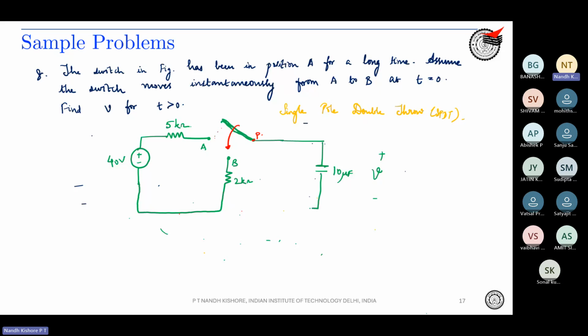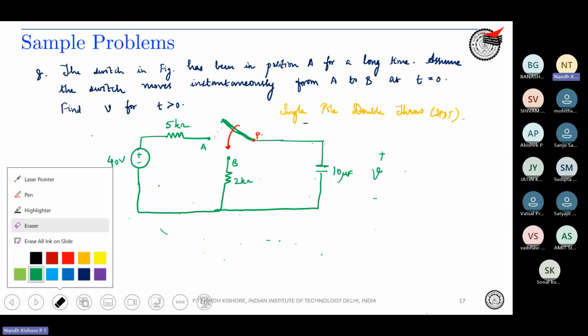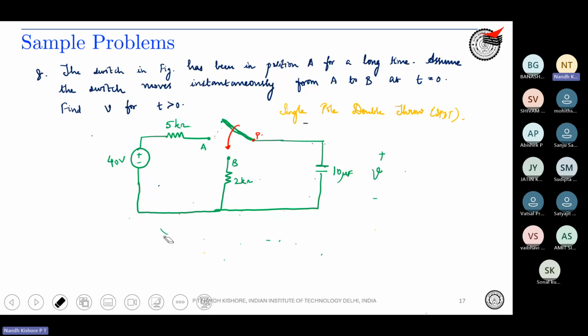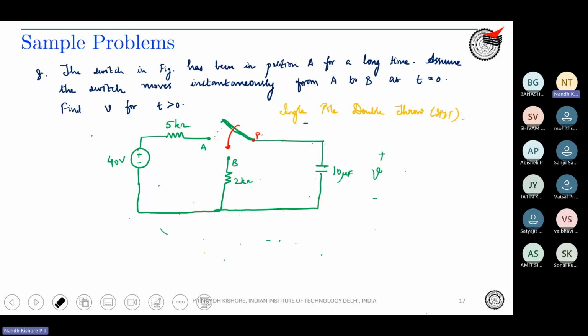So the question is, I'm initially at position A and then I'm going to position B. So what is the value for V? How would V change? Before we go into numerical, can you try to answer? What will happen if I am at position A, forget about B? It is just an RC circuit. 40 volts, 5 kilo ohm and 10 microfarad.